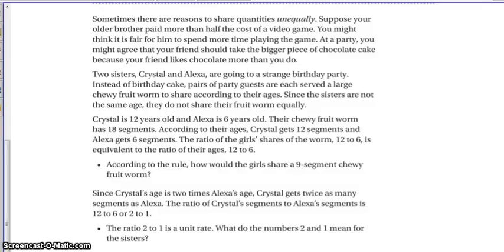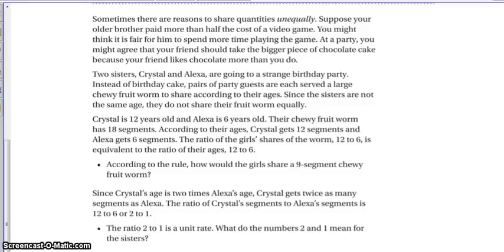But we're going to take two sisters, Crystal and Alexa, and they're going to go to a strange birthday party. Instead of a birthday cake, the pairs of party guests are served a large gummy worm to share according to their ages. Since the sisters are not the same age, they are not going to share the worm equally. Crystal is 12 years old and Alexa is 6. Their chewy fruit worm has 18 segments. According to their ages, Crystal would get 12 segments and Alexa gets 6.